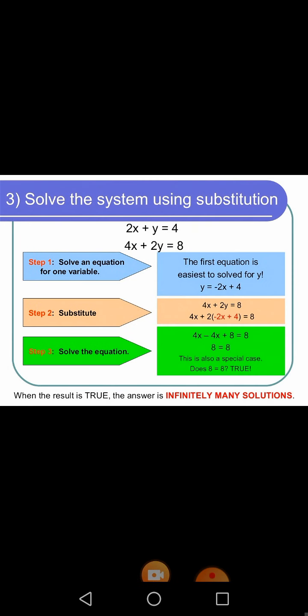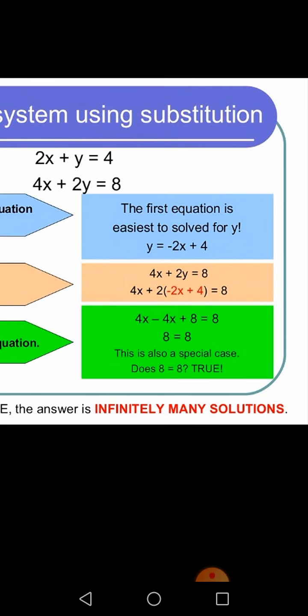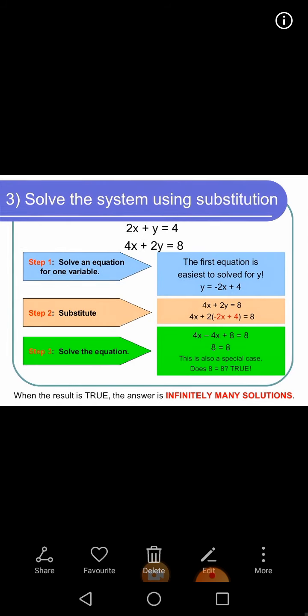Okay, look at the other example here. The same, I will solve. Look at the green rectangle here. Oh my god, 4x minus 4x will be 0, so 8 equals 8. So it's true, right? So here is also a special case. It will be infinitely many solutions, which means the two graphs are in the same place on the coordinate plane, on top of each other. And that's all.